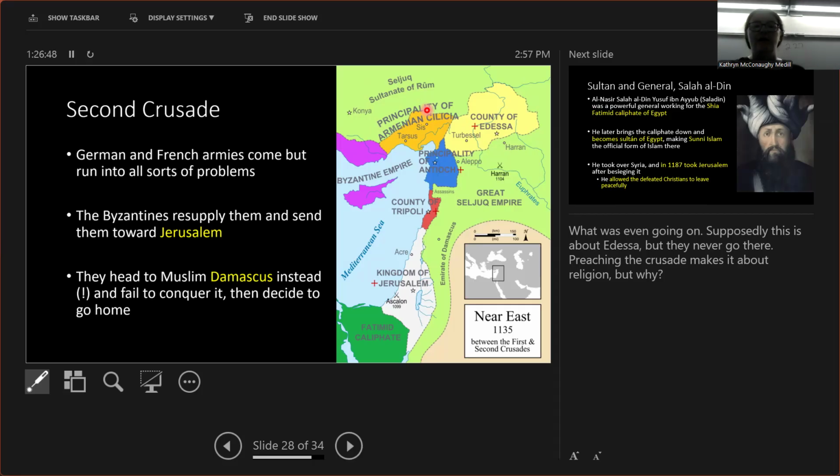So then they go down towards Jerusalem, but they get distracted on the way and they're like, let's go conquer Damascus. So they go there instead and besiege the city, and then they fail to conquer it because it's very well fortified, and they decide to go home. It's just like, what are you doing? What are you even doing? Supposedly it's about Edessa, but then you're going to Jerusalem, but then you're randomly attacking Damascus, and it's like, what are you even doing?